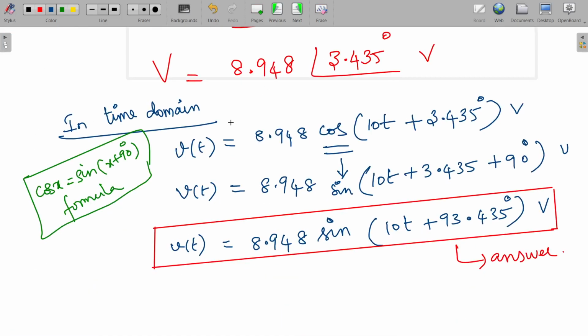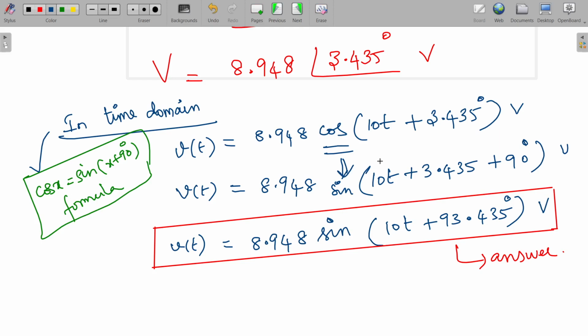Now we need to convert this phasor domain into the time domain. In the time domain it can be written as V of t. V of t is equal to 8.948 into cos of 10t, this is your omega t, plus this angle 3.435 degrees. Then you can write V of t is equal to 8.948 into sine of... we need to use this formula, because we want the final answer in the form of sine only. So we use the formula cos x is equal to sine of x plus 90 degrees. So this cosine will now be converted into sine.